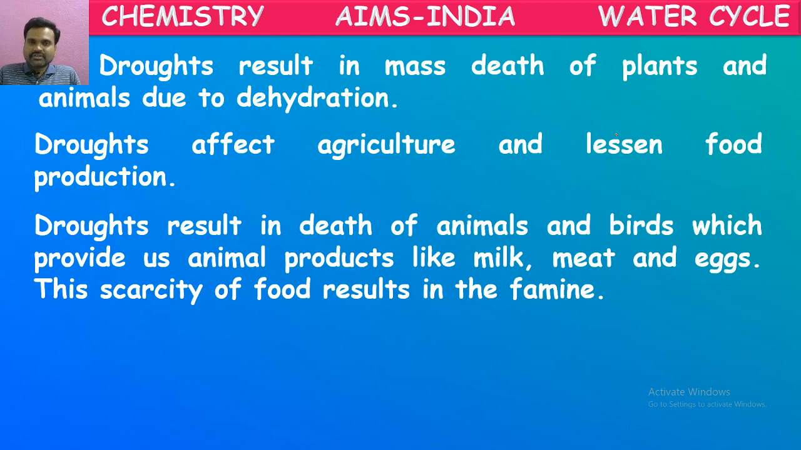Because of droughts, these animals and birds will die. Because of dehydration, as we told. Because of lack of water, these animals and plants will die, as these two are the sources for our food. As there are no animals and plants, we get a scarcity of food. So even human beings also will die because of scarcity of food, that we say famine.